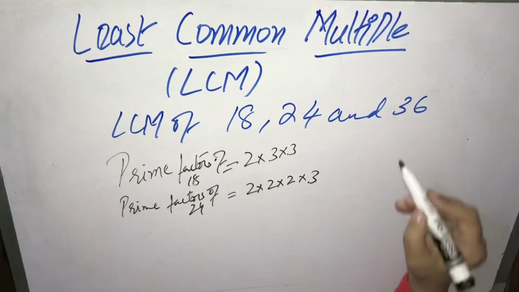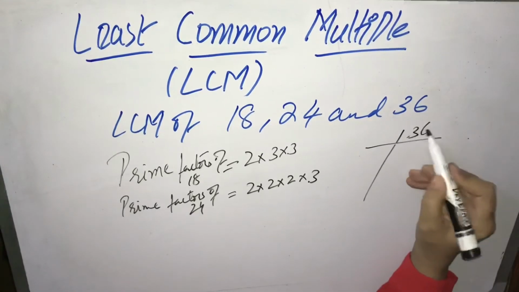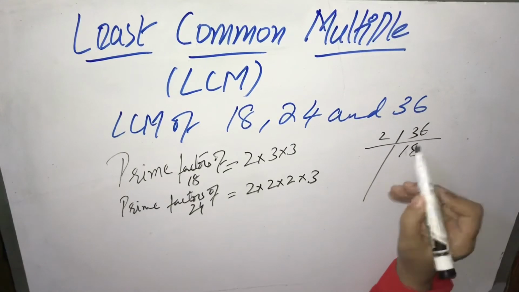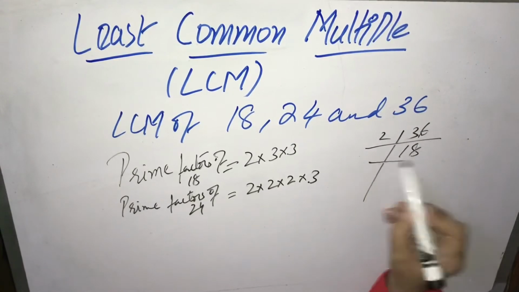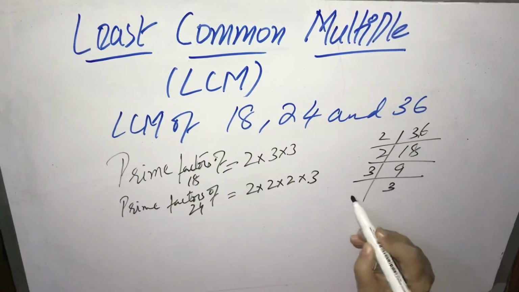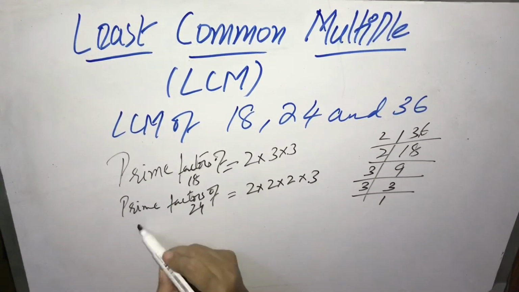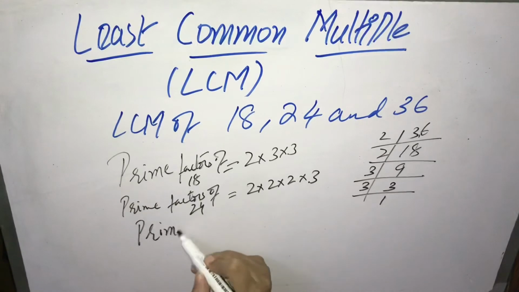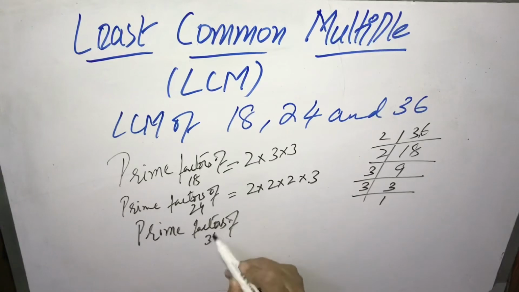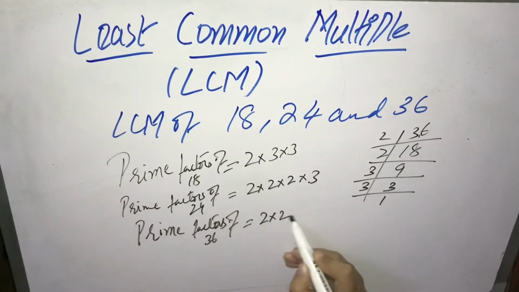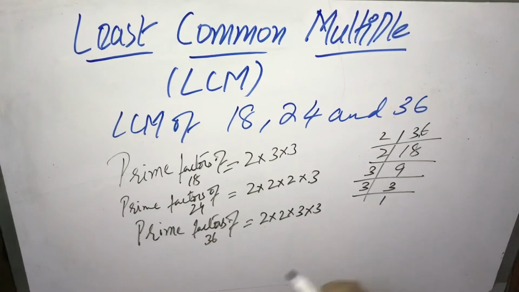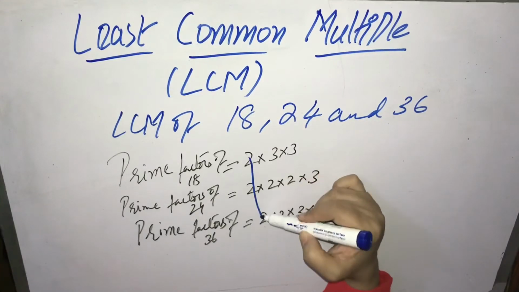Factors of 36. 2 9s are 18, 3 3s are 9, 3 1s are 3. Prime factors of 36, 2 power 2 cross 2, 2 power 2, 3 cross 3, 3 power 2. I shall take this 2.